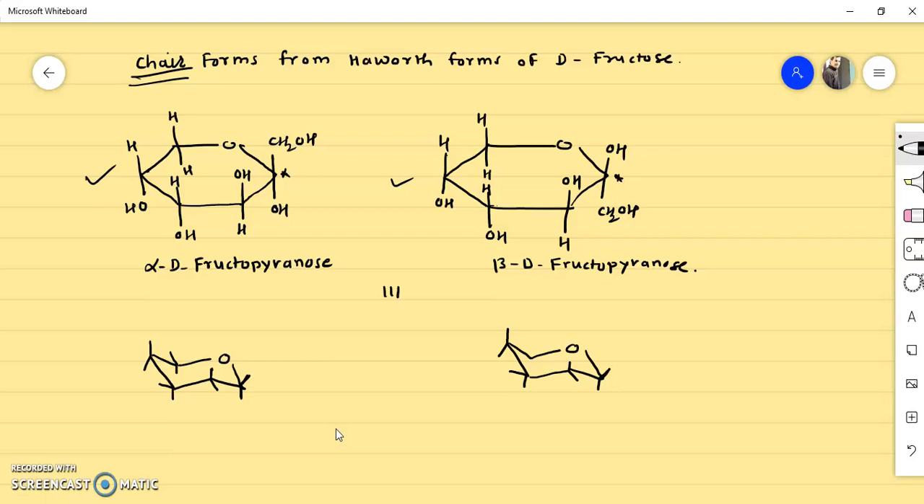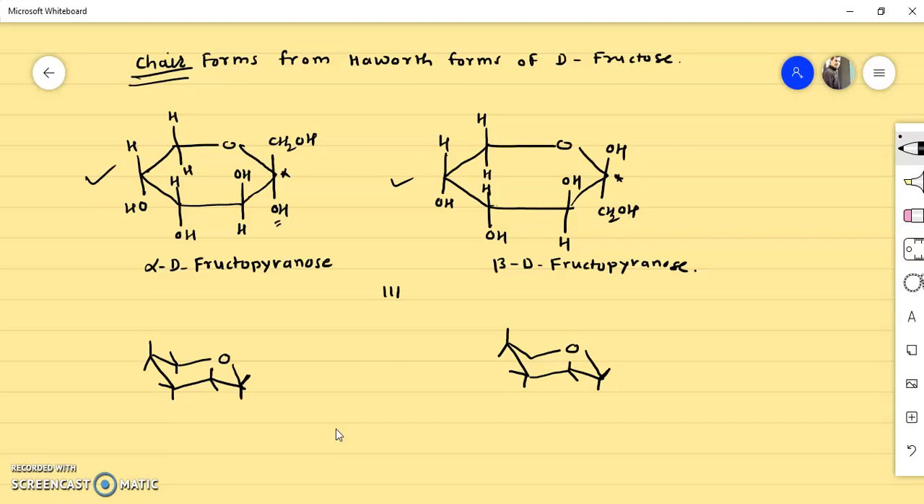Now you see this Haworth form, we just have to follow a simple rule. The groups which are below the plane of this Haworth form, the groups you have to draw in chair form also in the below side. Okay, so suppose for example this OH group is below the plane of this ring, and here also OH group will come below the plane of the ring. So I will draw here.